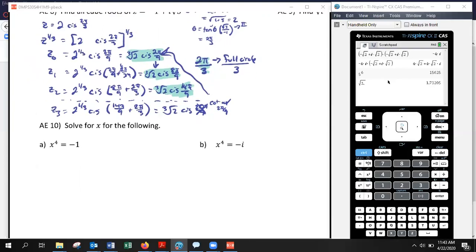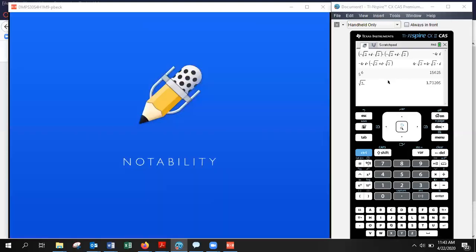So what ends up happening is 2 pi over 9 on a graph is roughly right. Actually, that's a little bit further.